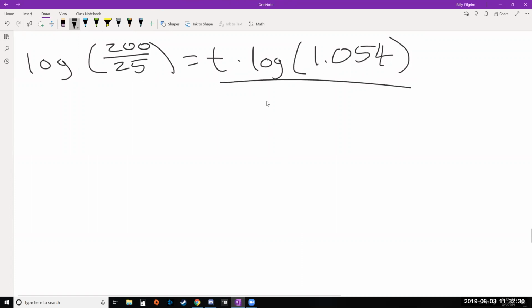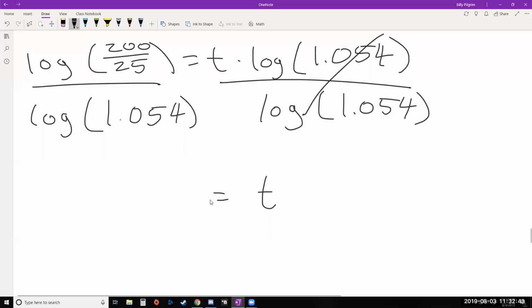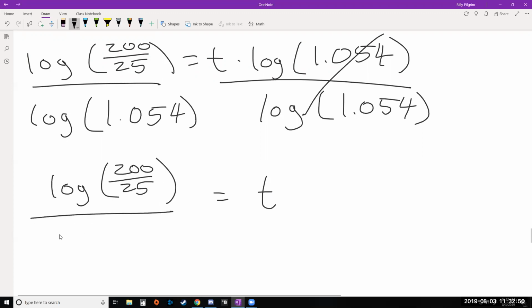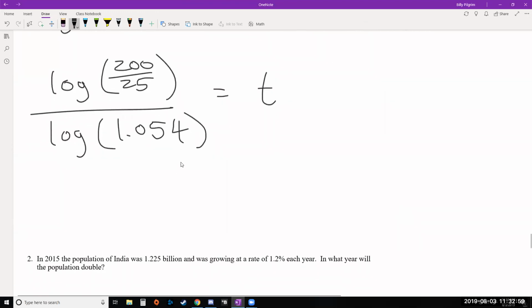So if you want to get t by itself, you undo the multiplication by division. So we're going to divide both sides by this quantity, log of 1.054. And we get t is equal to the quotient of these logarithms. It may look messy, but all we need out of this is to use the calculator to approximate our t value. Remember, we're not doing any of this log stuff until the very end, which is where we are now.